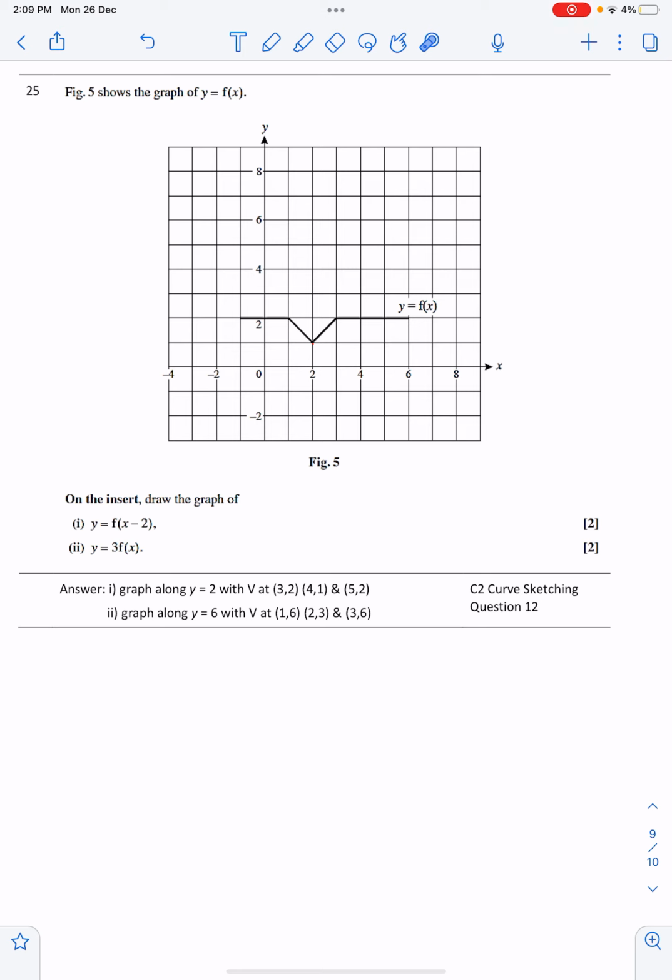On the graph, on the insert, draw the graph of y equals f of x minus 2. The whole graph is going to shift 2 units to the right, sorry. So this point is going to come on to this point, and this point to this point. If I draw it, it will be somewhat like this.